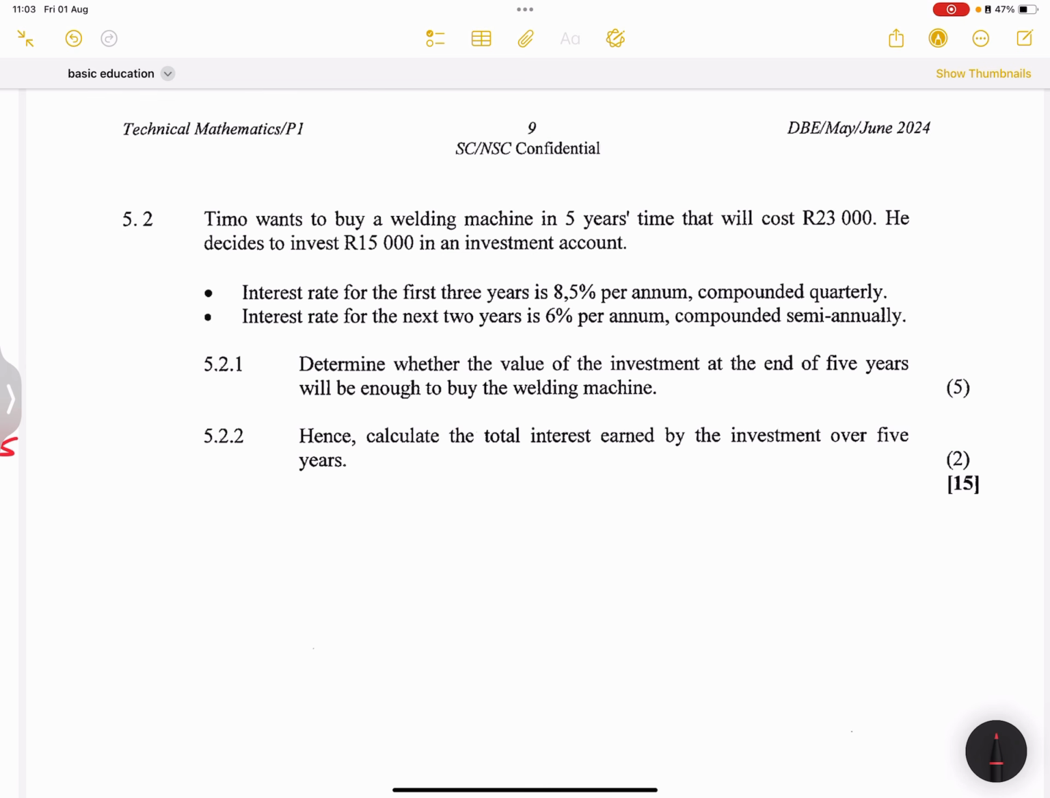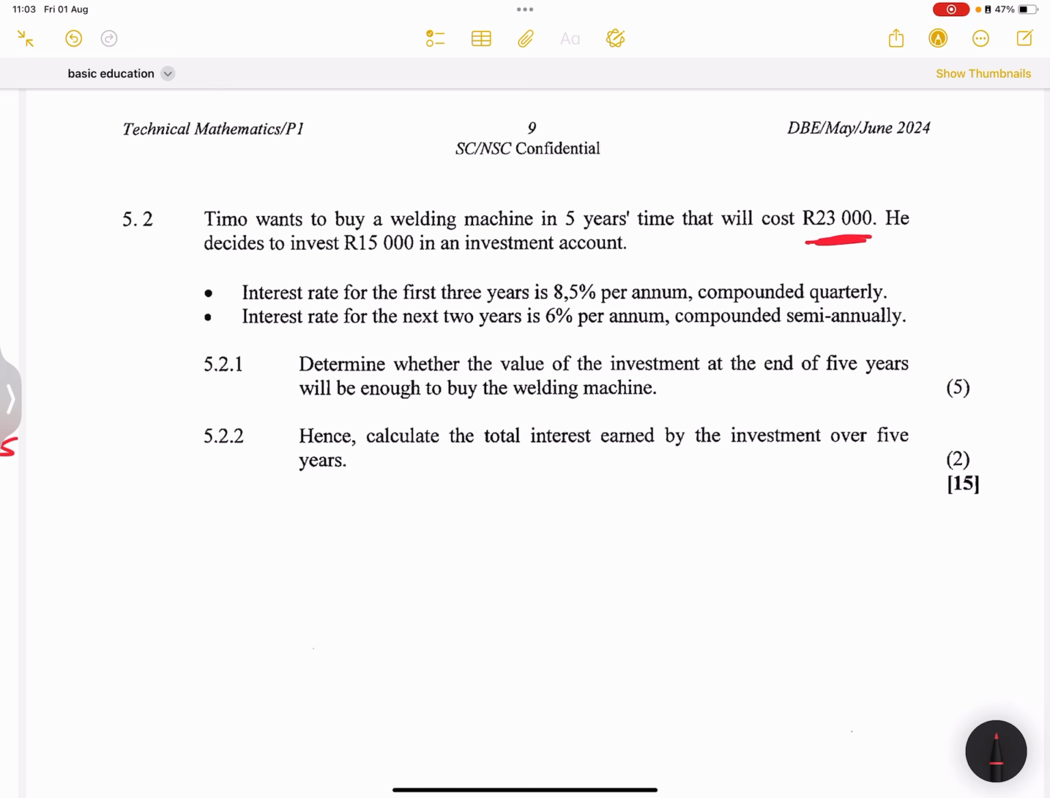So they say to us, we've got Timo that wants to buy a welding machine in 5 years' time that will cost 23,000. He decides to invest 15,000 rands in an investment account. The interest rate for the first 3 years is 8.5% per annum.